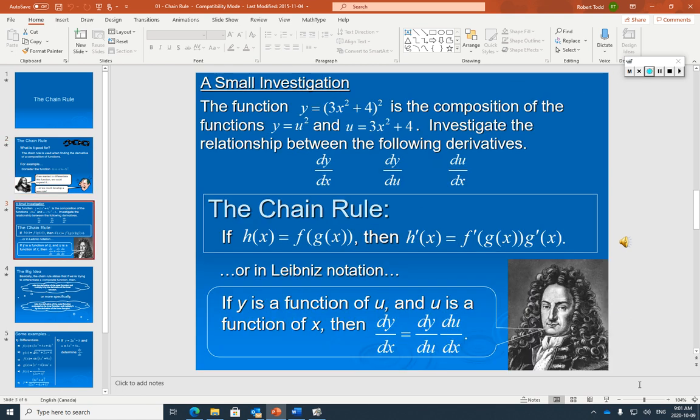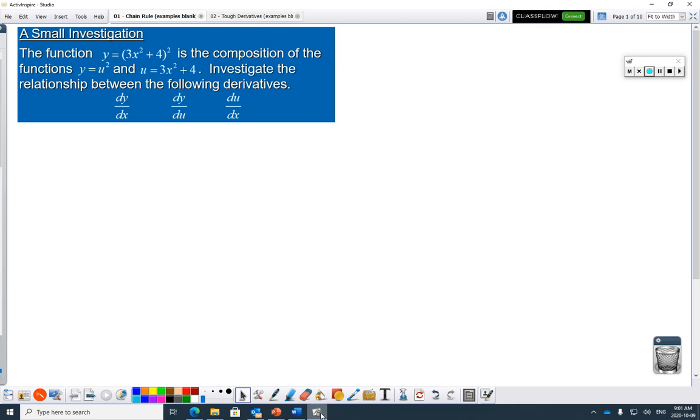A small investigation. This is where you might start writing if you don't have the notes with you. And you'll probably need a separate sheet of paper, even if you do have the notes. The function y = (3x squared + 4) squared. And it says some other stuff, and I'll get to that. I just want to talk about taking the derivative of this thing. Because we can do this one, instead of a power of 7, I've gone back to a power of 2, and I'm going to go after this and hopefully do the job just right.